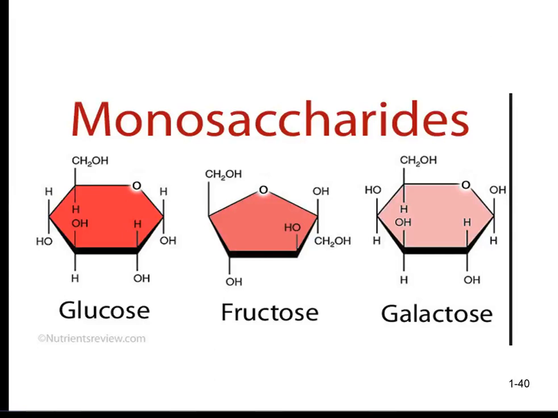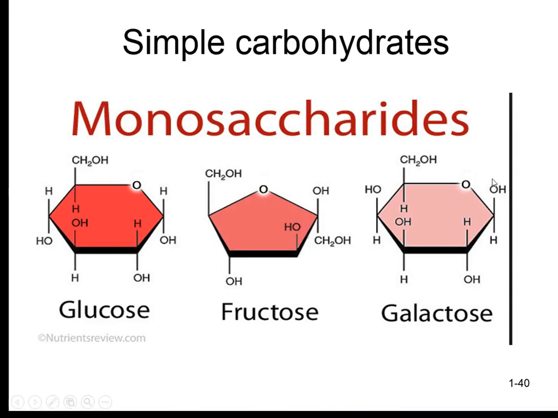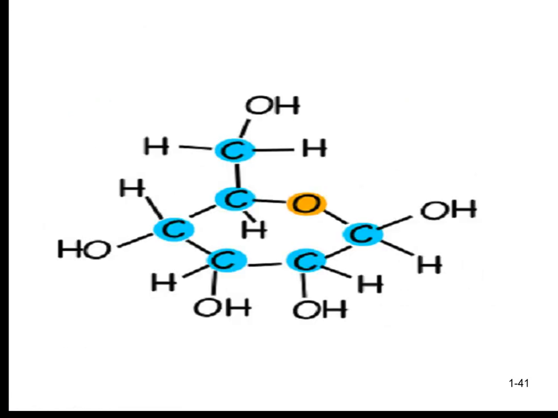All right, so we continue here. We saw the three monosaccharides: glucose, fructose, and galactose. And we also discussed how different the glucose is from the galactose. So let us continue from here. These are just the simple carbohydrates.